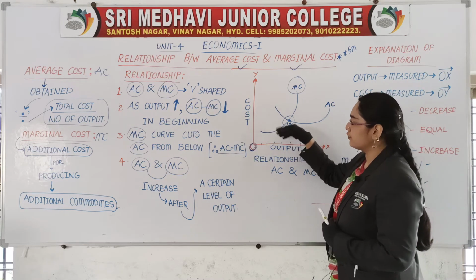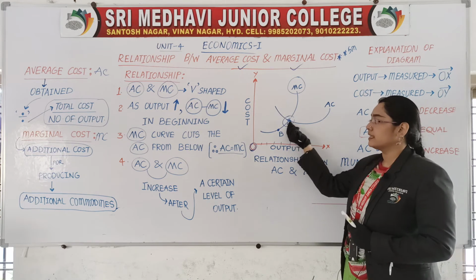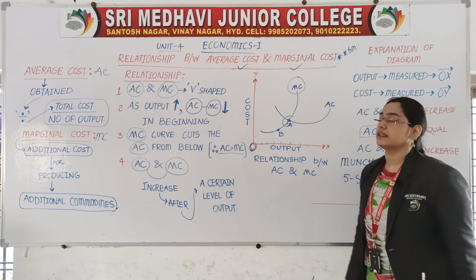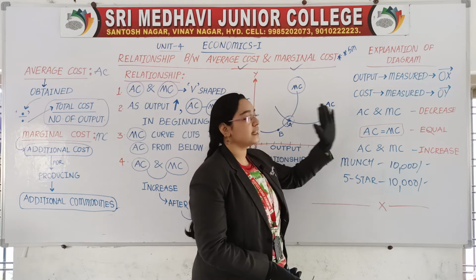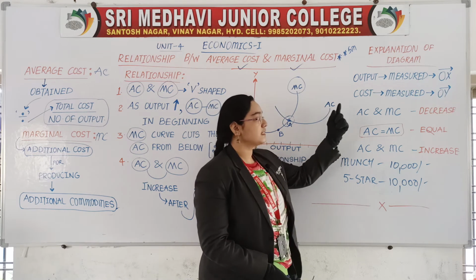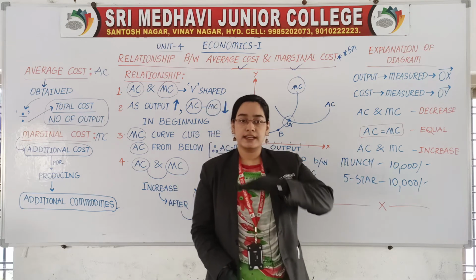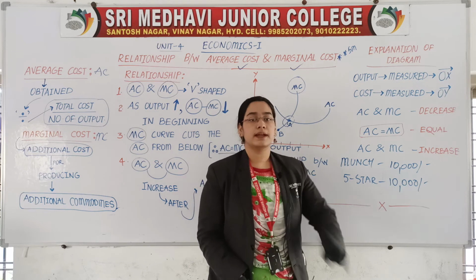AC and MC, first in the beginning, they decrease. Then after a certain point they become equal. Then after a certain point both of them increase. Just keep one thing in mind, that first in the beginning both decrease, then they become equal, then they increase. Decrease, equal, increase. Keep these three things in mind.